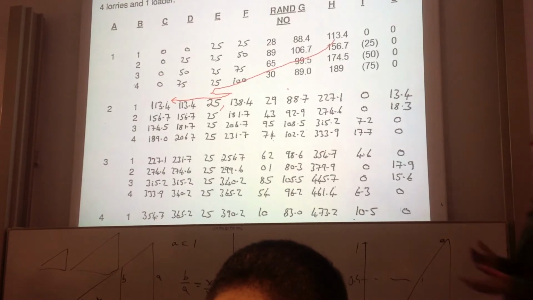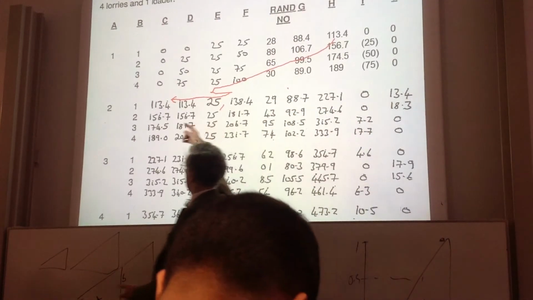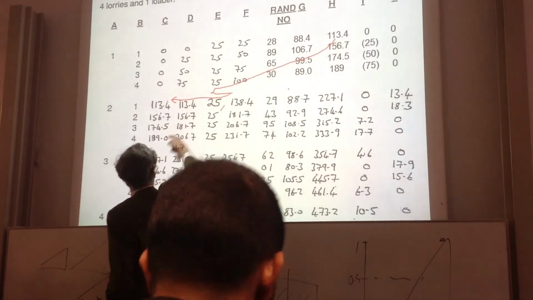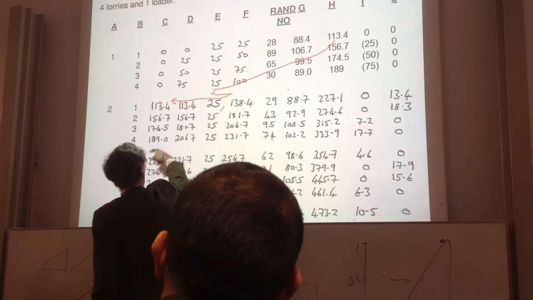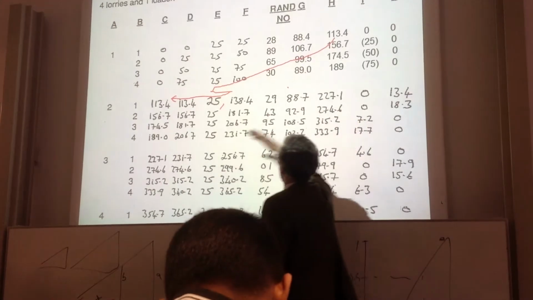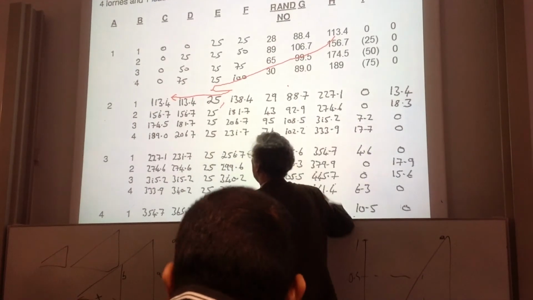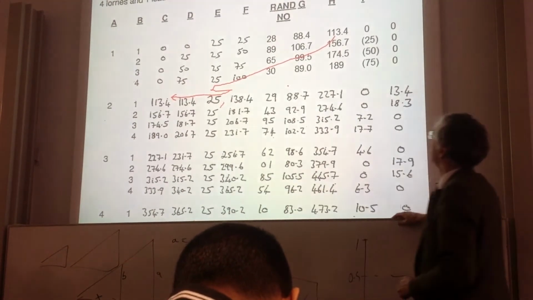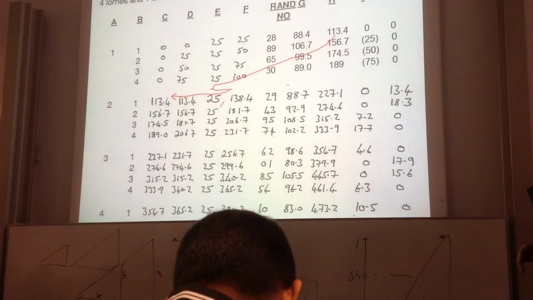And these values, 113.4, 156.7, 174, 189, have all come down from the first run, and then the rest of the runs have all been completed, each on the sheet. So we're able to do a simulation.